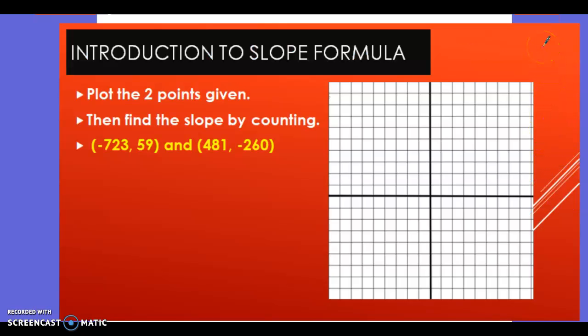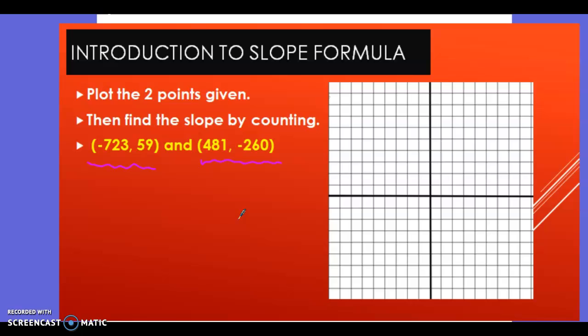So let's use that same idea. What if I give you these 2 points? (-723, 59) and (+481, -260). Could you do this the same way? Could you plot the points on the graph and then count the squares and calculate the rise over run? If you take some time to think about it, especially looking at the graph that I've provided here, that would be pretty tricky. These numbers are huge. And so that really doesn't make any sense to approach the problem in that way.